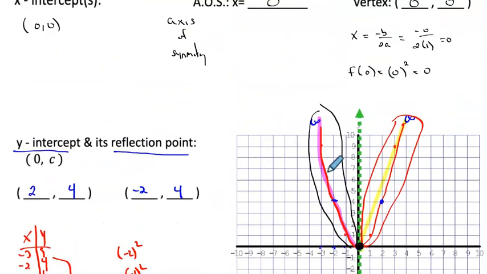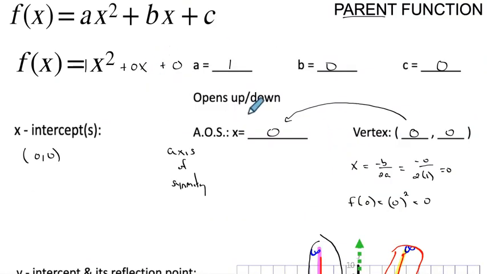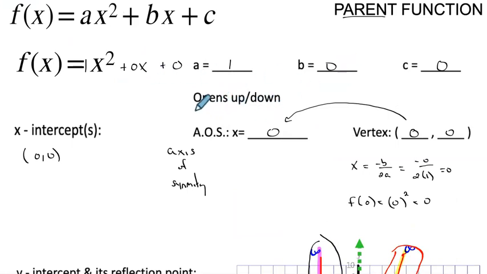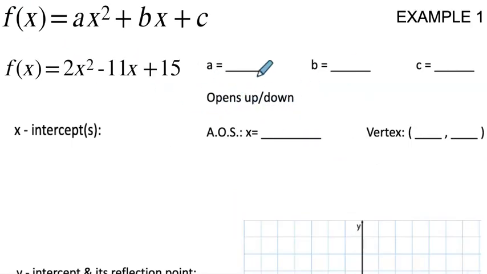Alright, so this is our parent function. Let me show you another quadratic function that's not the parent function, so we can see the difference. So here's another one we have here. Okay, so we have 2x squared minus 11x plus 15. So my a value is 2, that's my coefficient in front of x squared. My b value, be careful, is negative 11, the coefficient in front of x, and the c value is 15. Alright. X-intercepts, axis of symmetry, vertex, all that good stuff.